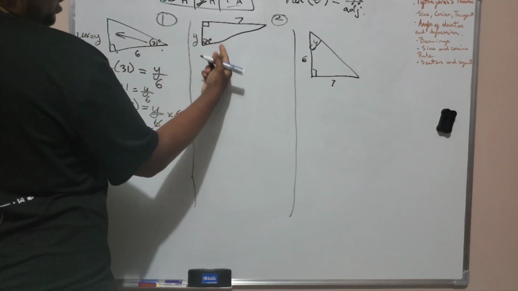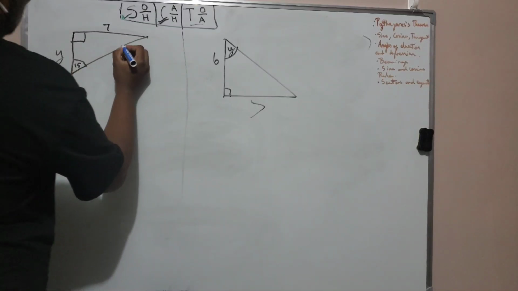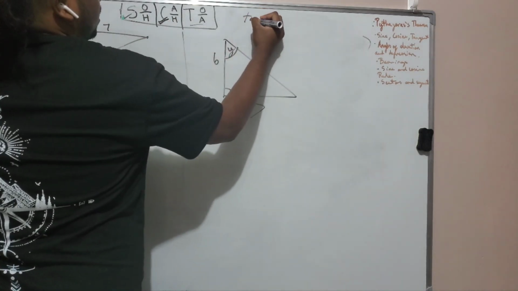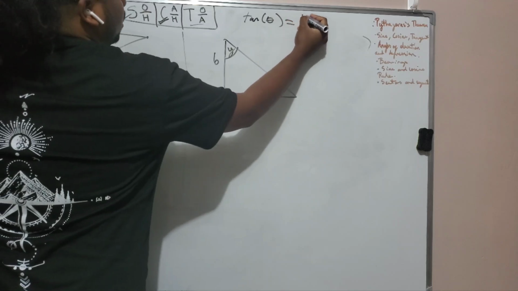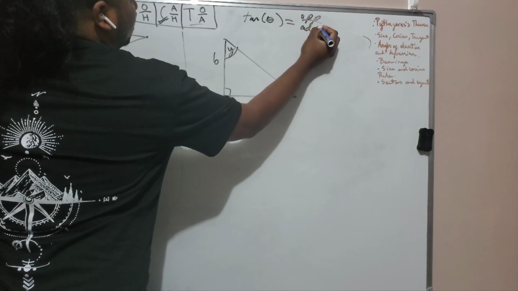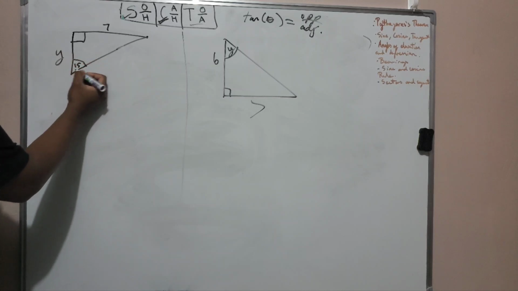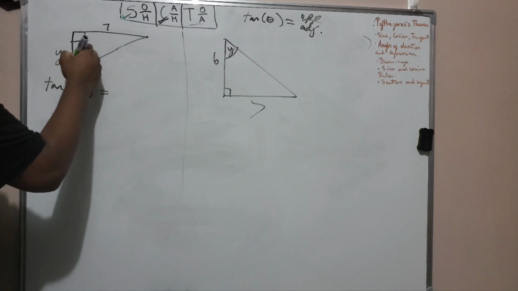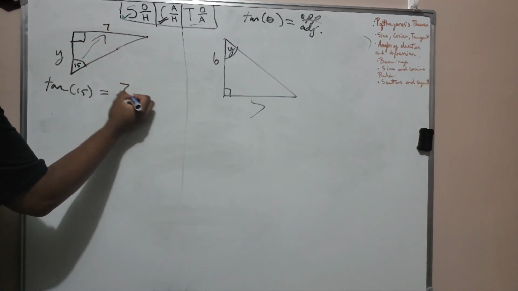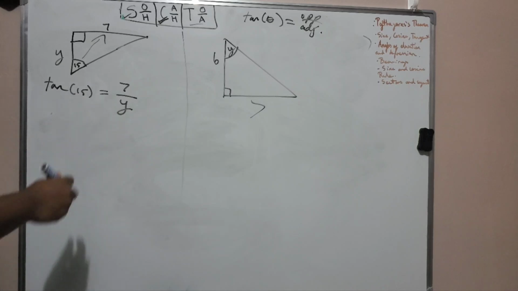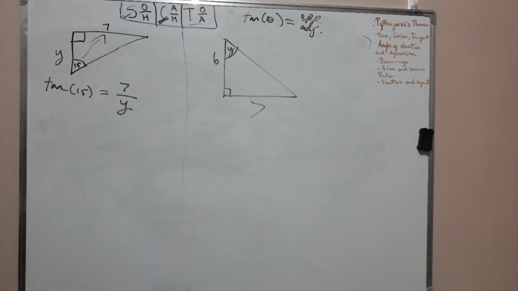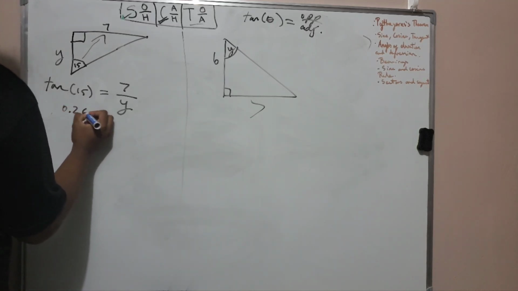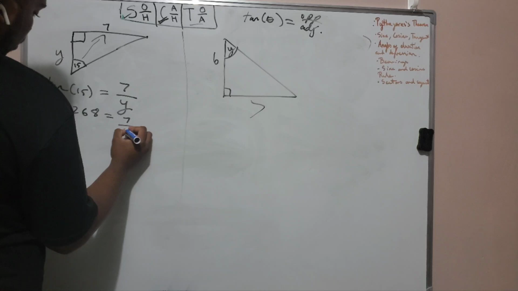So let me plug in the values. Alright, so for the other 2 examples now, we plug in the values that we have into the formula, where the formula is tan of the angle is equal to the opposite over the adjacent, right? Alright, so we have the angle, tan of 15 is equal to the opposite, which is 7, over the adjacent, which is y. So tan of 15 evaluates to be 0.268, equal to 7 over y.